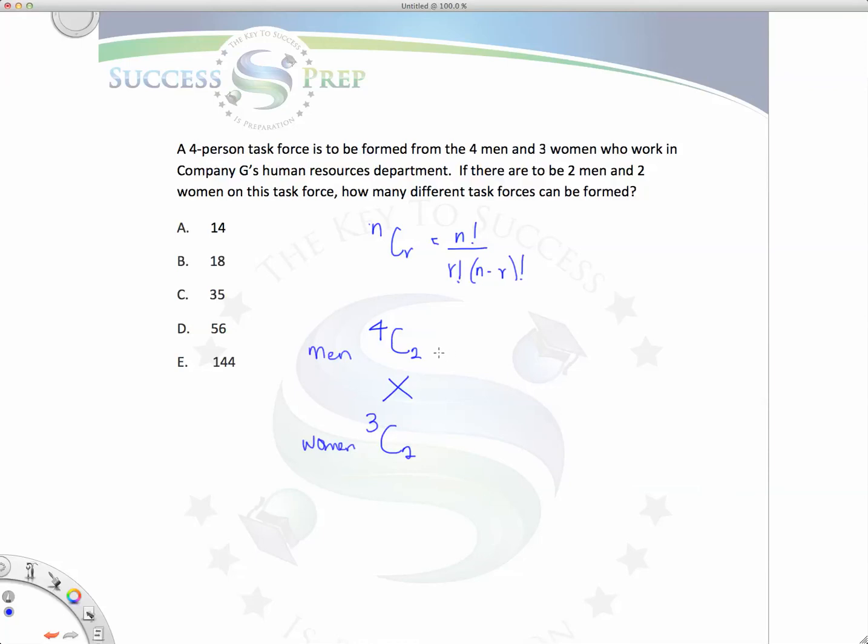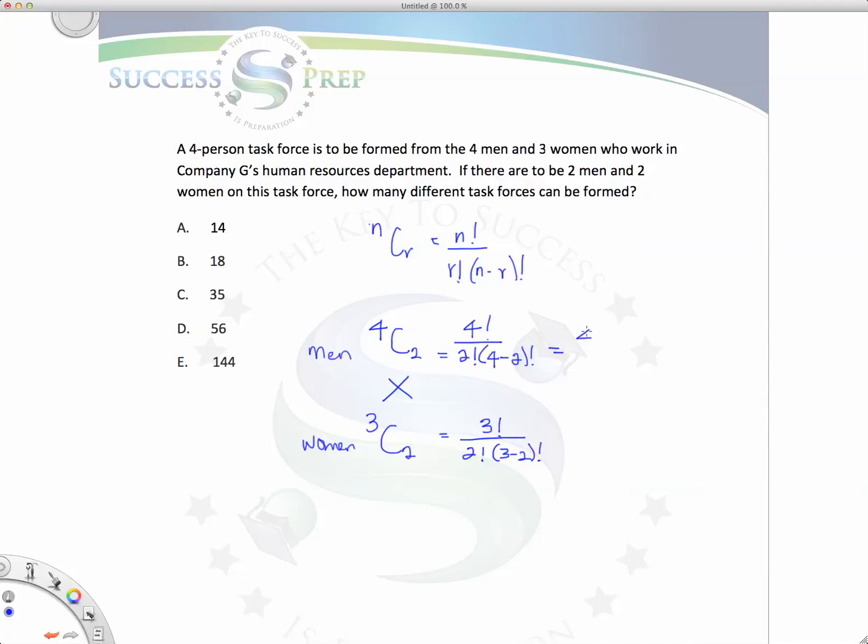If I go ahead and evaluate this, 4 combination 2 is 4 factorial divided by 2 factorial times (4 minus 2) factorial. And on the bottom for the women, what we have is 3 factorial divided by 2 factorial times (3 minus 2) factorial. Coming back to the men, let's go ahead and evaluate this number.